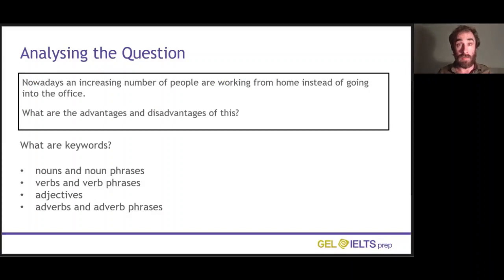Here we see another example. This is from an advantage and disadvantage essay question. Let's read the question. Nowadays, an increasing number of people are working from home instead of going into the office. What are the advantages and disadvantages of this? I'd like you to think about the keywords in this question. Look at the first question below this video and choose the correct options for the keywords. Here, there are 4 main keywords or phrases to pick out. Choose the 4 correct options.